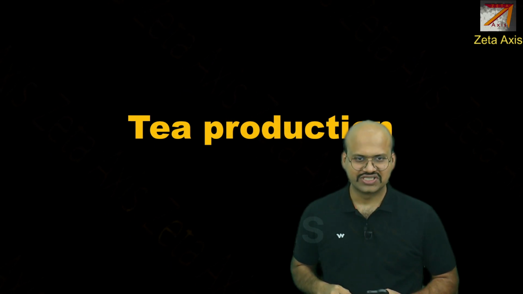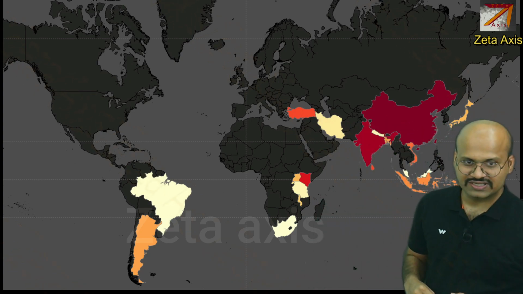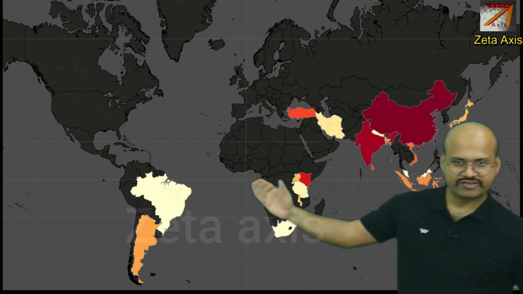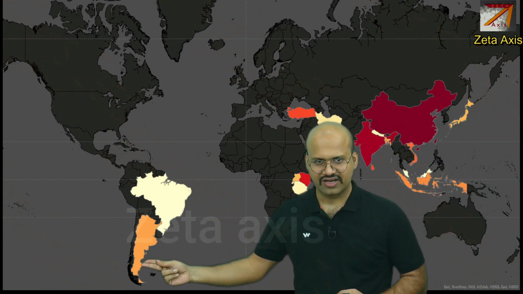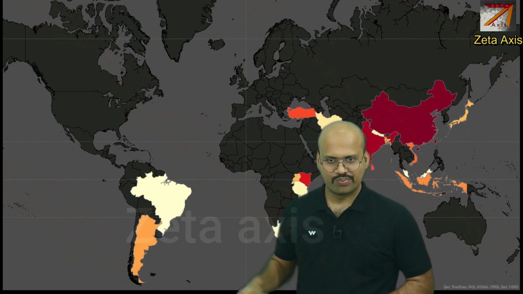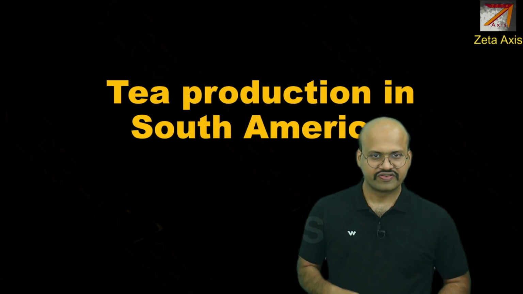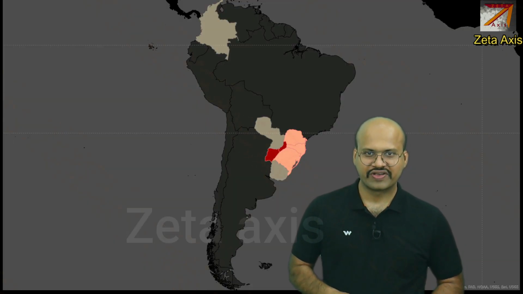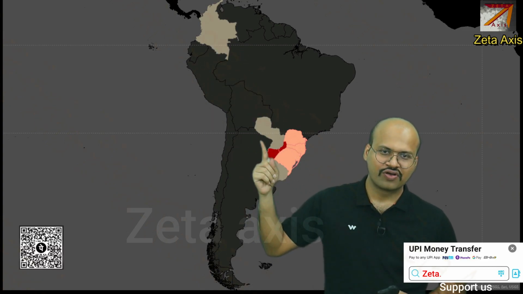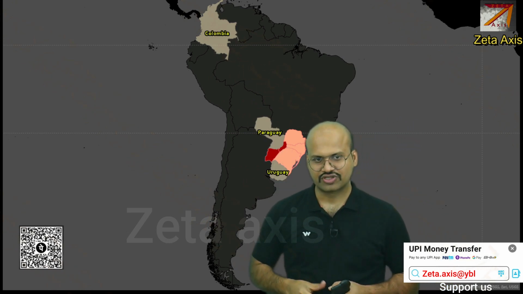Tea is also produced in South America in a lesser quantity, and if we see the distribution, we can see that tea is produced in Brazil and Argentina mainly, but Brazil produces very little tea. Most of the tea in South America is produced in Argentina. So if we see tea production in South America, we can see these are the regions. We have Colombia, it produces a very small proportion. We have Paraguay and Uruguay. All these three countries produce a very small proportion of tea.